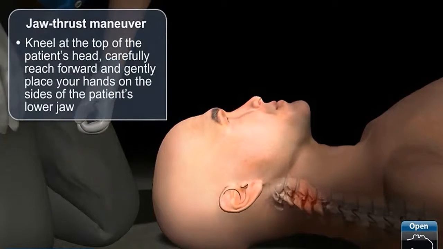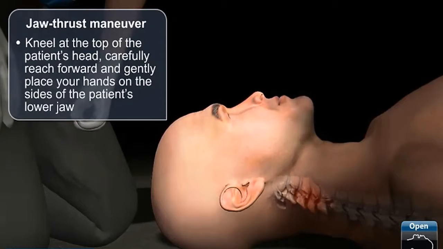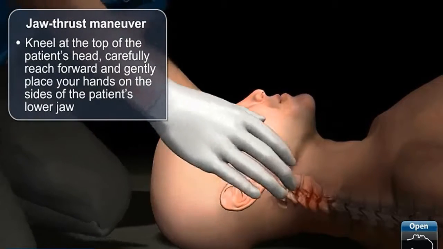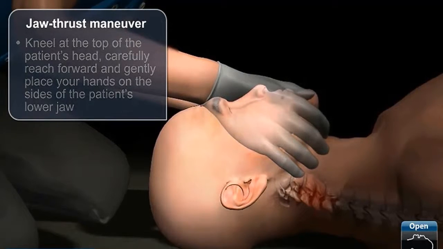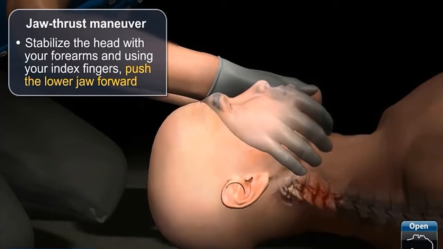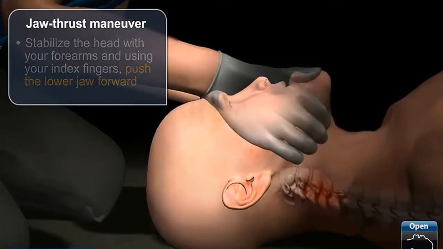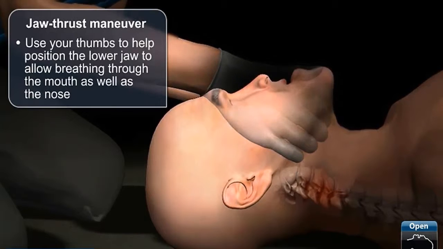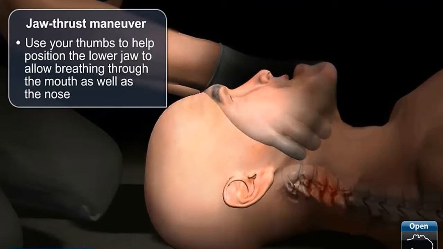To perform the maneuver, kneel at the top of the patient's head, carefully reach forward, and gently place your hands on the sides of the patient's lower jaw. Stabilize the head with your forearms, and using your index fingers, push the lower jaw forward. Use your thumbs to help position the lower jaw to allow breathing through the mouth as well as the nose.